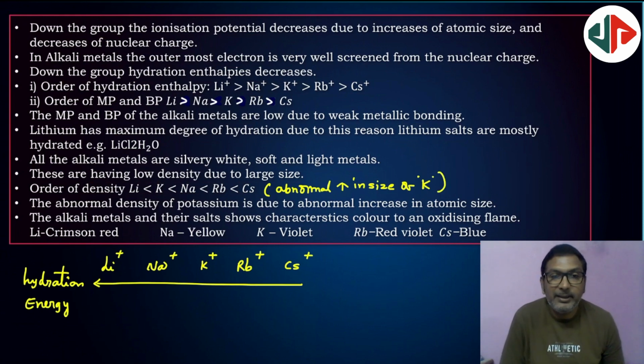Potassium will be having lower density when compared to sodium. Next, abnormal density of potassium is due to abnormal increase in atomic size.